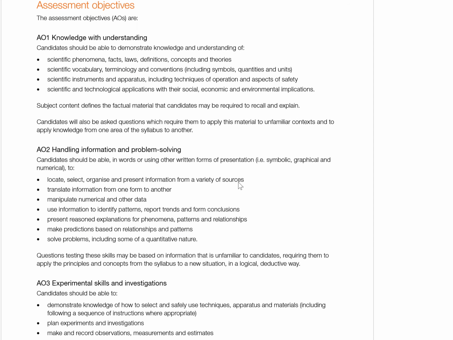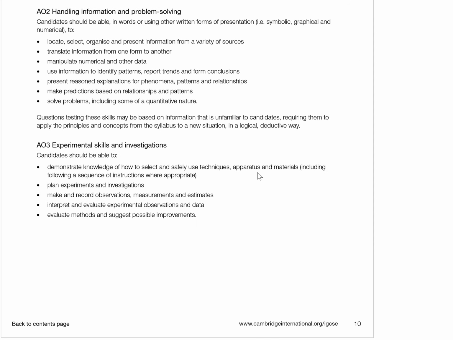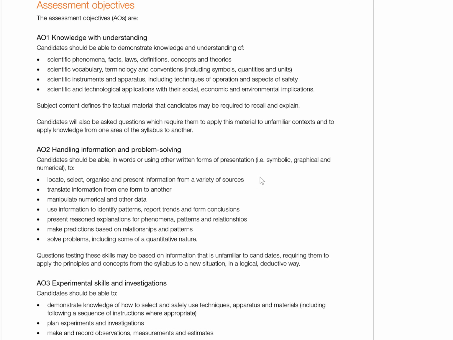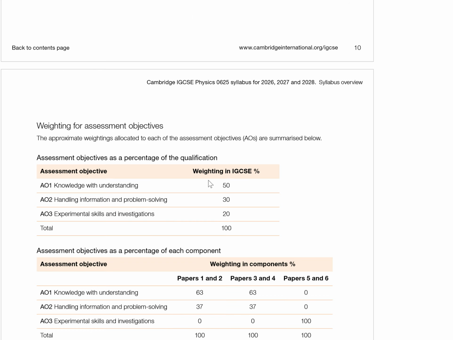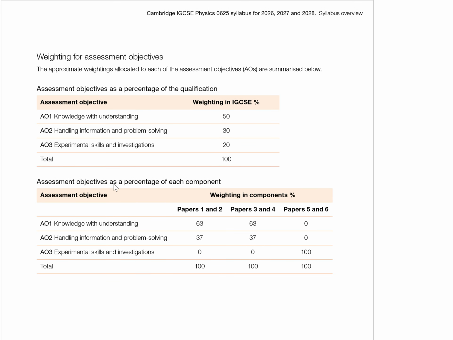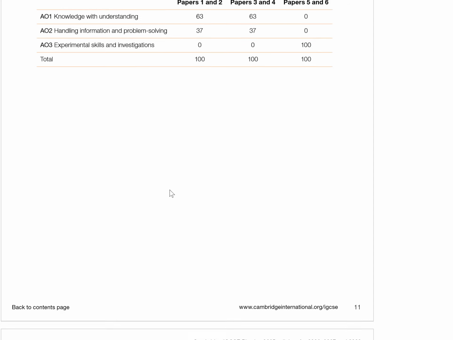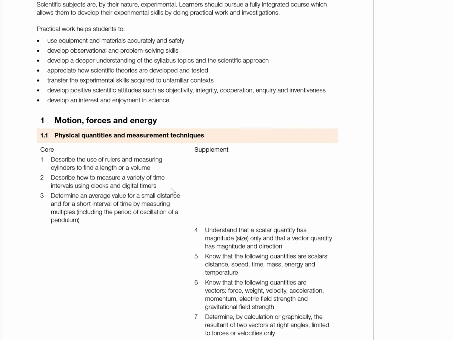Okay, now if you go ahead, these assessment objectives I discussed with you already. I gave you the general idea: knowledge with understanding, handling information, problem solving, and experimental skills and investigation. But if you want to dig into detail, you can open the syllabus and have a look at the further details of these assessment objectives here. Okay, we move on to the subject contents.